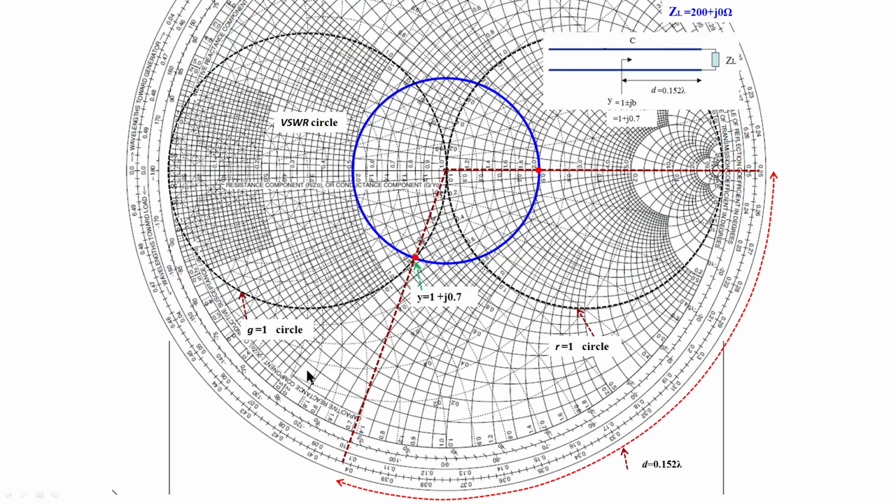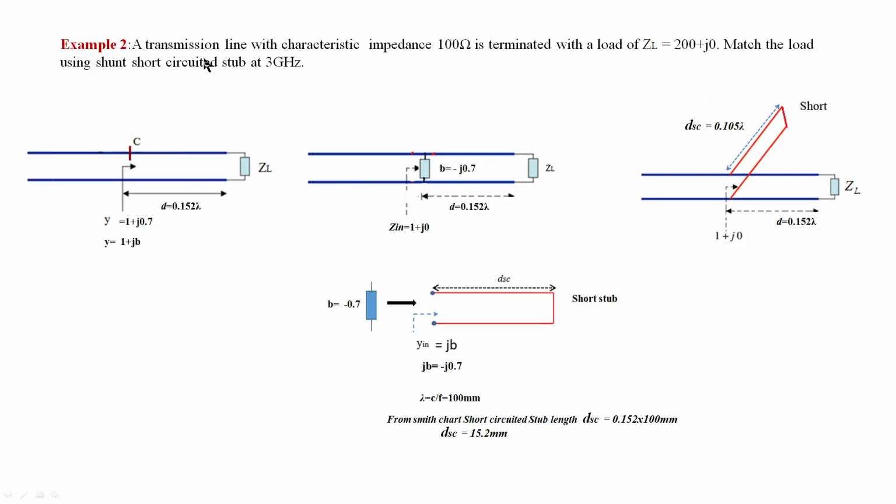We will see one more problem now for the same. A transmission line with a characteristic impedance of 100 ohm is terminated with a load ZL equal to 200 + j0. Match the load using a shunt short-circuited stub at 3 gigahertz.